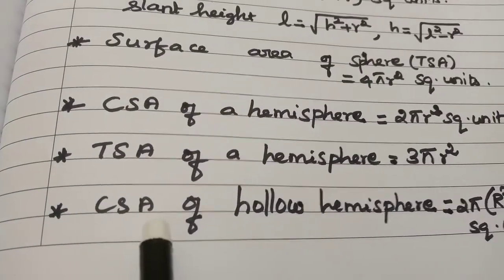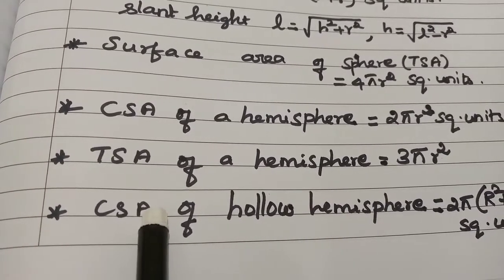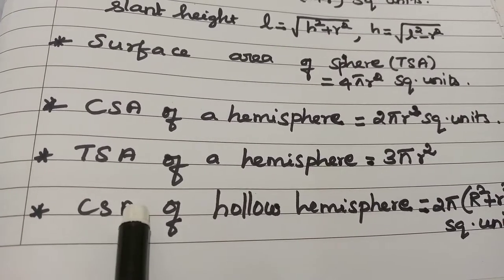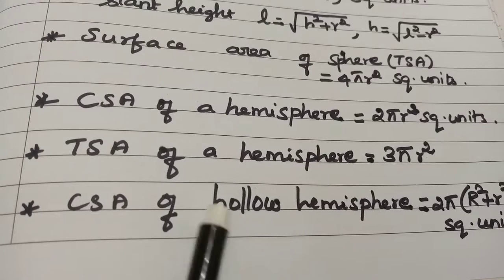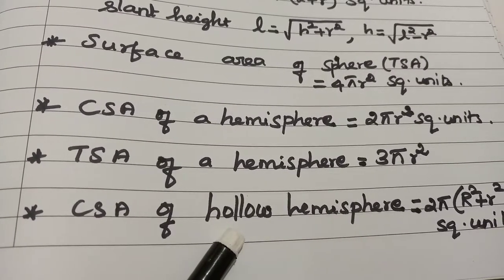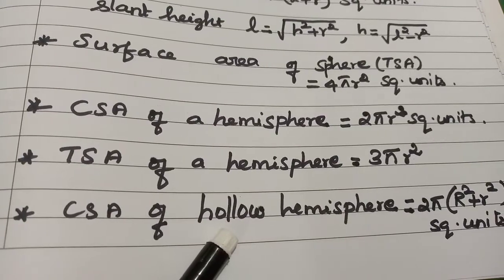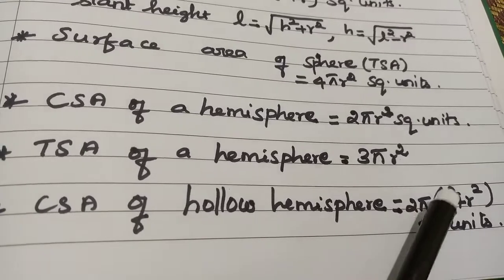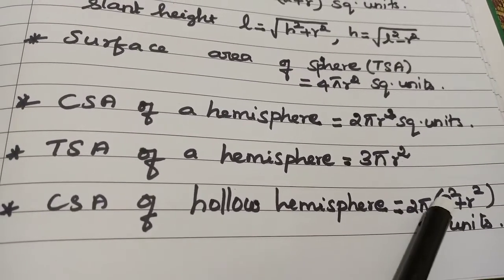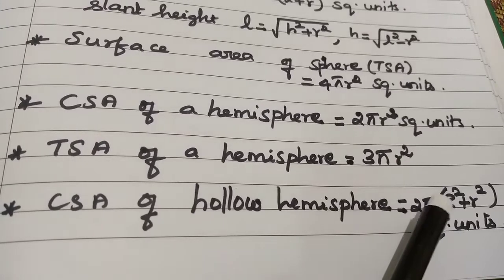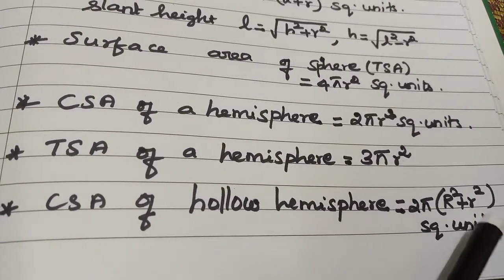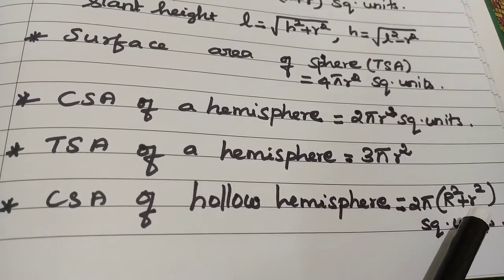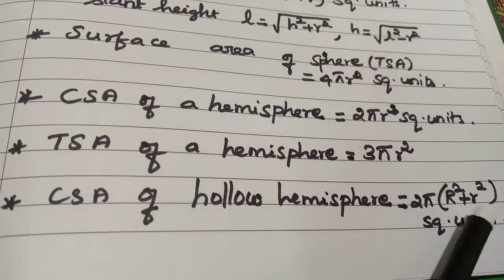Next formula is CSA of hollow hemisphere. Like a cylinder, we have inner and outer. Inner means there is a thickness. Hollow means there will be a thickness, so an inner as well as an outer hemisphere will be there. That is a hollow hemisphere. Formula is 2 pi into capital R square plus small r square. Hollow means we have to use capital R as well as small r. For the radius there is a thickness, and thickness is outer radius minus inner radius, so we have to use both outer and inner radius.